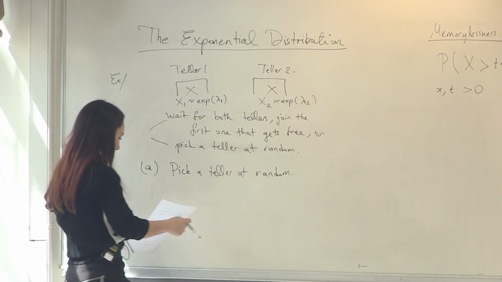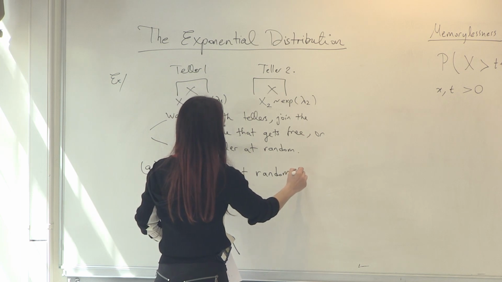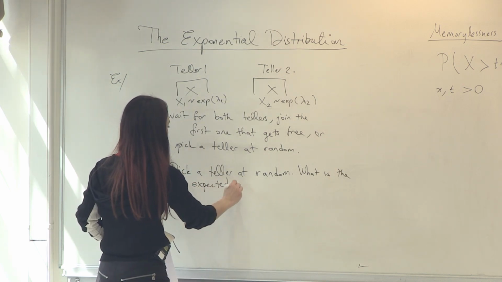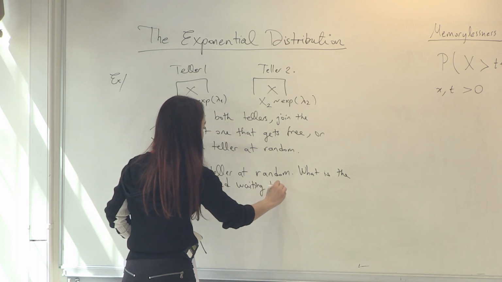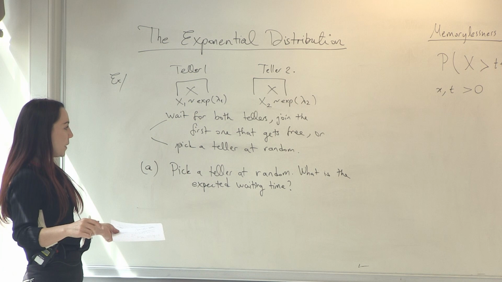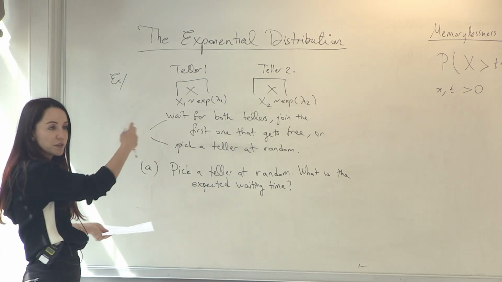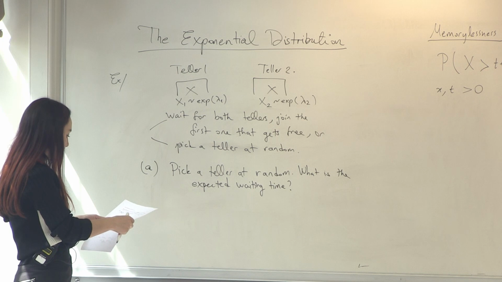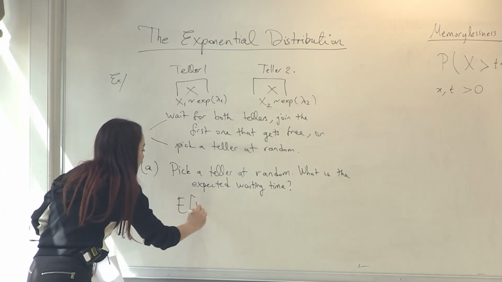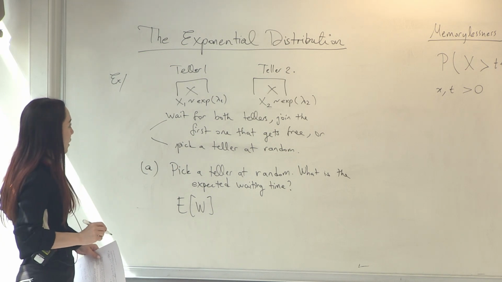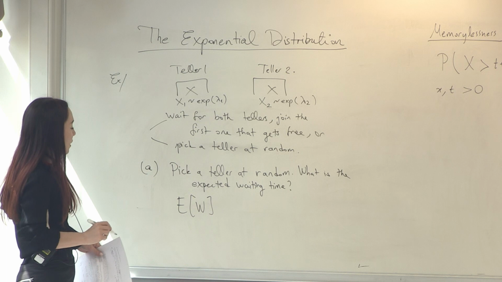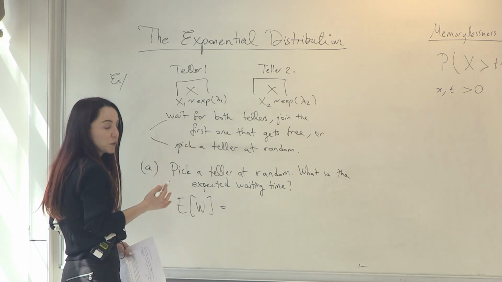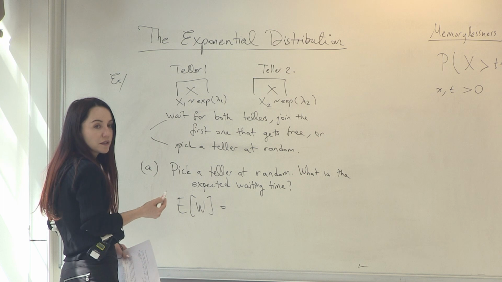What is the expected waiting time? That is, you pick a teller at random and then you wait until the service at that teller gets completed. The customer that's being served leaves. What is the expected waiting time? Suppose you pick them with equal probability. You may also pick them with different probabilities. Let's focus on the case that you pick them equally likely at random.